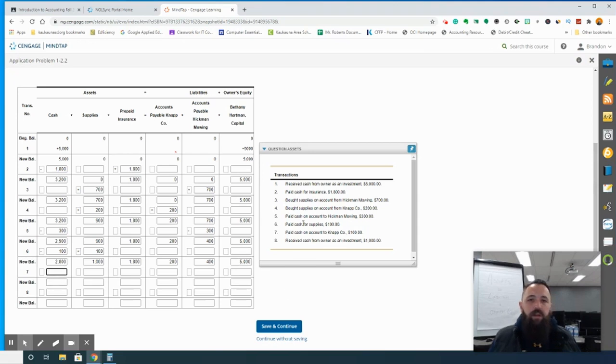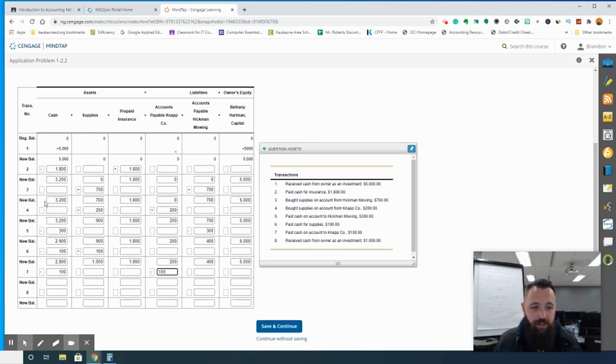There we go. So look at number 7, paid cash on account to Knapp Company. So now we're going to pay money to Knapp Company, which we already owe $200, and we're going to pay them $100 of that. So we paid cash. So what's going to happen to cash? It goes down. So minus 100. And then if we look at our accounts payable, that's the other account that's affected, the amount that we owe them will now go down, and it's going to go down by 100.